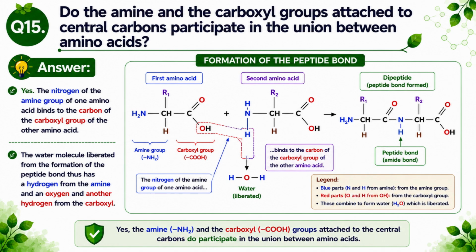Question number 15. Do the amine and the carboxyl groups attached to central carbons participate in the union between amino acids? Answer. Yes. The nitrogen of the amine group of one amino acid binds to the carbon of the carboxyl group of the other amino acid. The water molecule liberated from the formation of the peptide bond thus has a hydrogen from the amine and an oxygen and another hydrogen from the carboxyl.